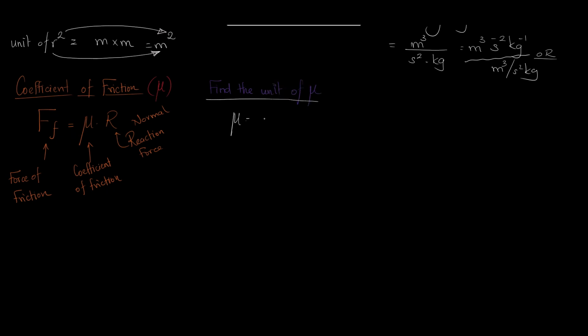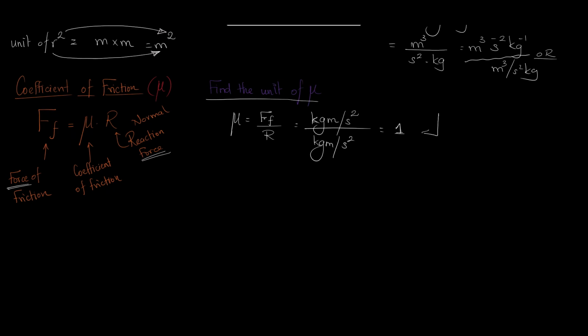So in order to find the unit of mu, we have to make mu the subject of the equation. So force of friction divided by the normal reaction force. This is also a force. This is also a force. So we found that the unit of force is kilogram meters per second squared. That is divided by kilogram meters per second squared. So this is going to be 1.